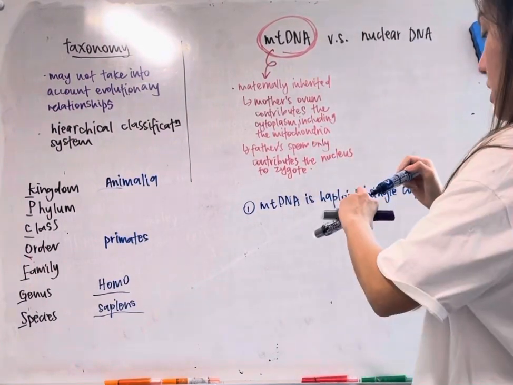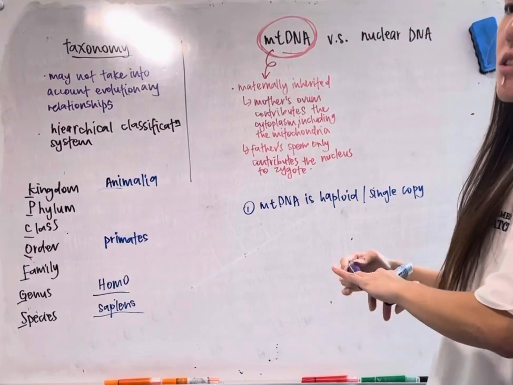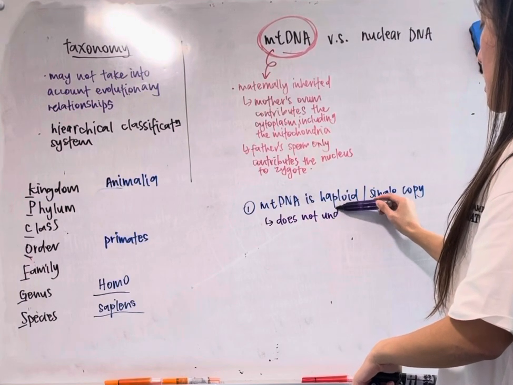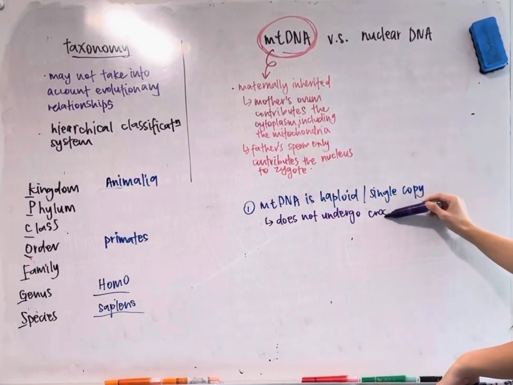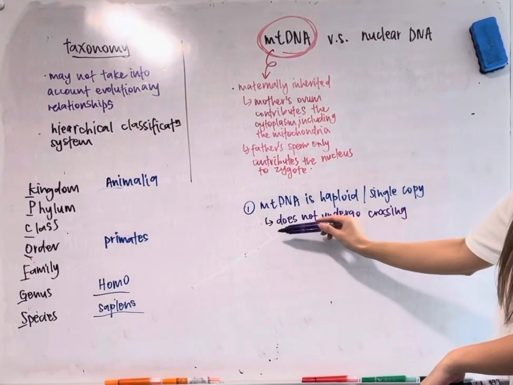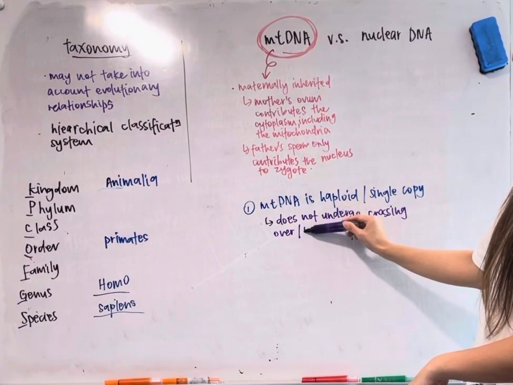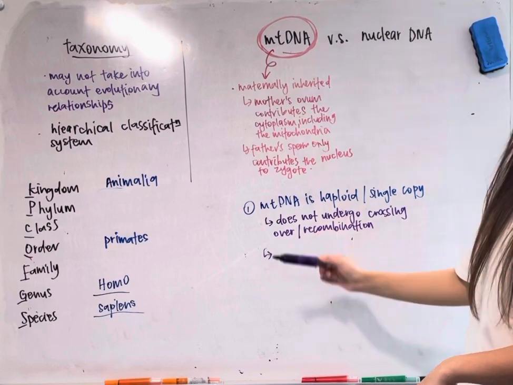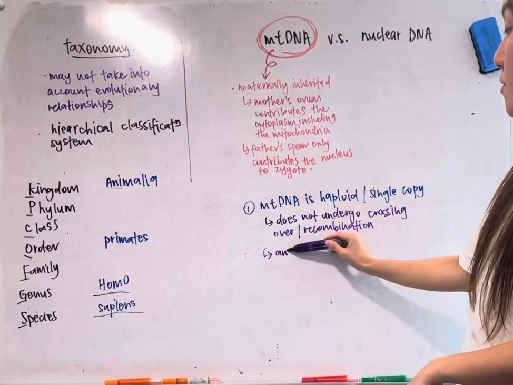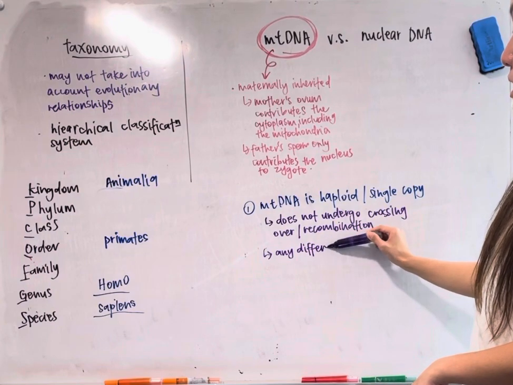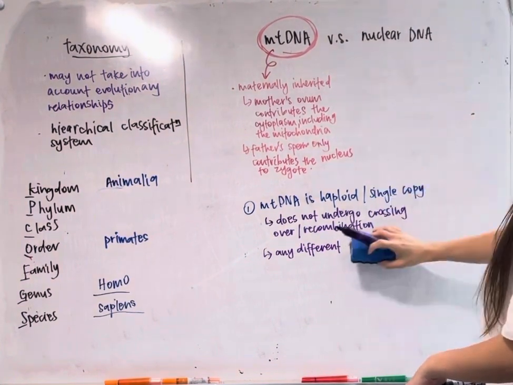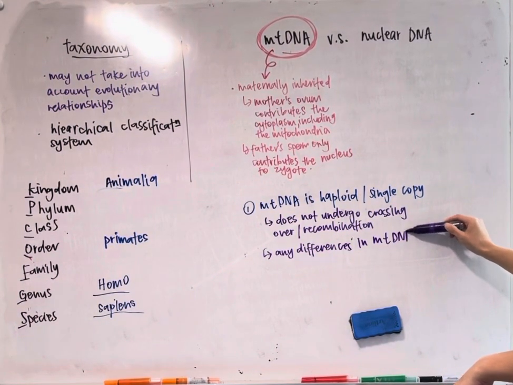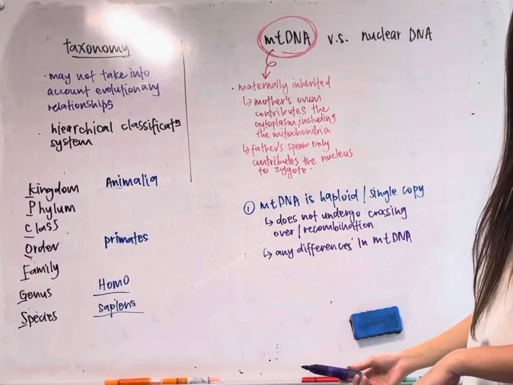Okay, so why is this useful? Because it does not undergo crossing over, like your nuclear DNA. I'm comparing with nuclear DNA. So when it doesn't undergo crossing over or even recombination processes, like viruses, what does this mean? It means any differences that we see is purely due to mutation. And some more, every single organism has a mitochondrial DNA, right?